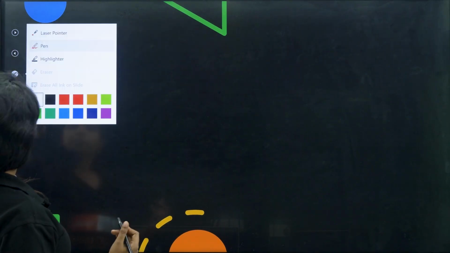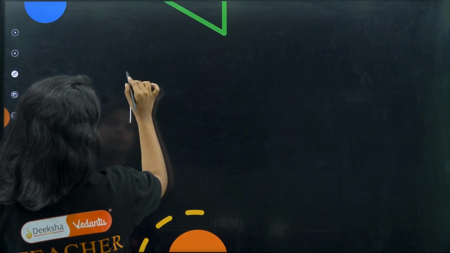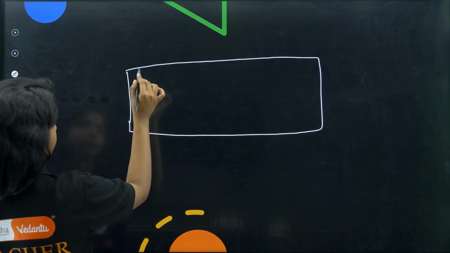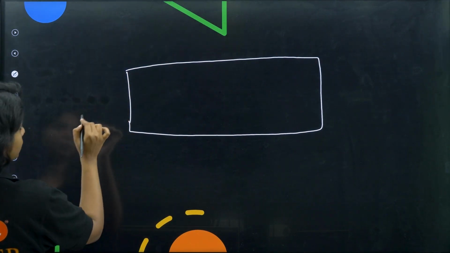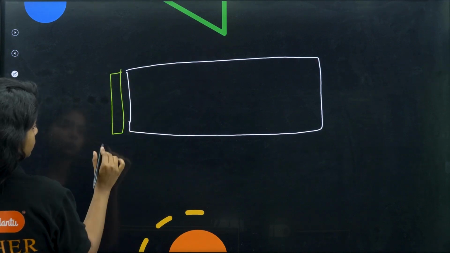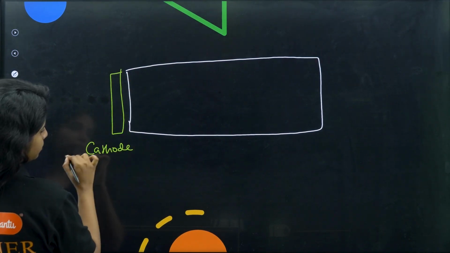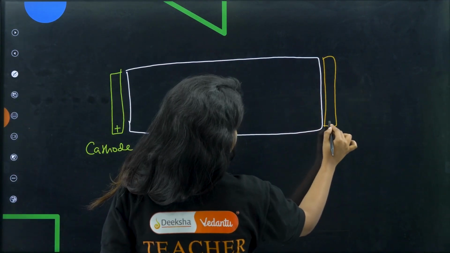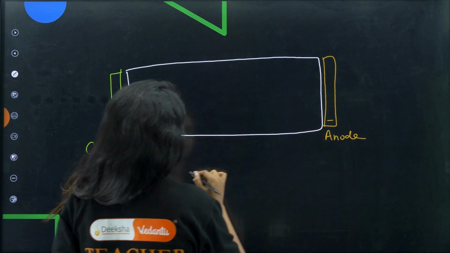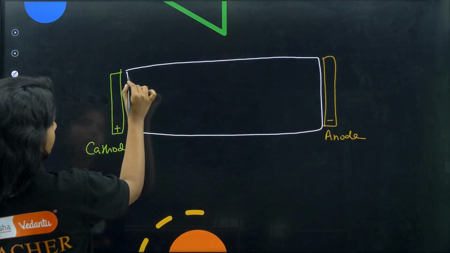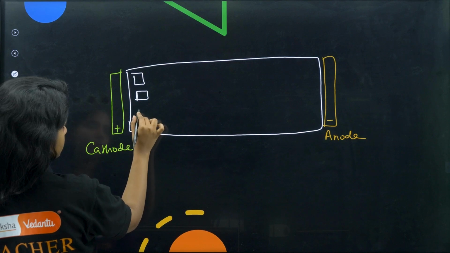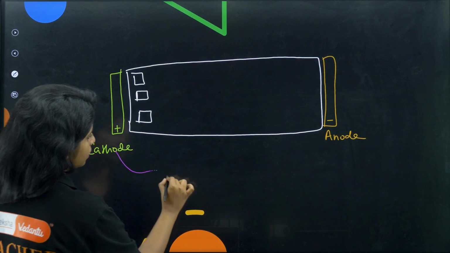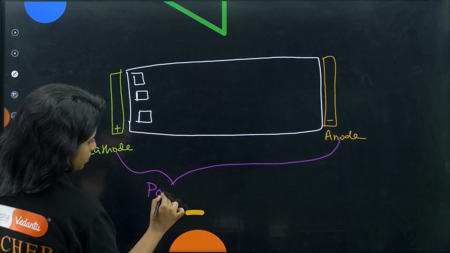Okay, so basically I have something like this. Suppose this is the cathode, which is positively charged, and over there you have the anode, which is negatively charged. There are certain wells over here, small wells. Fine, and these are connected to a power supply as well.